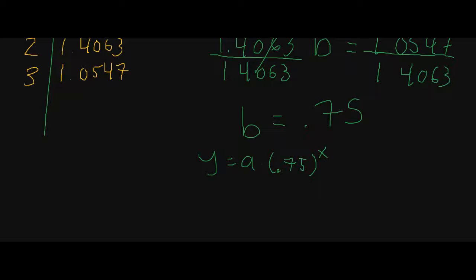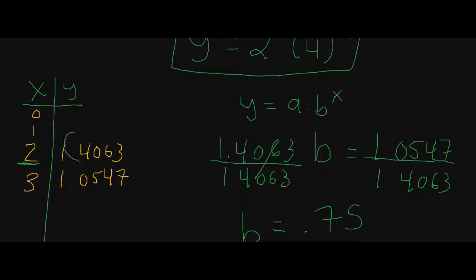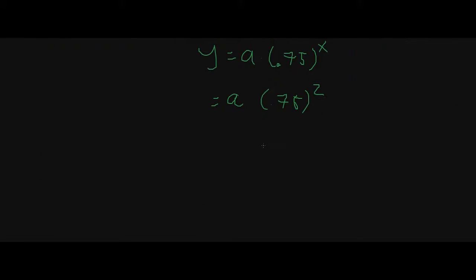So if we do that, when x is 2, I'm going to get y is equal to a times 0.75 raised to the 2. And if you look, when my x value is 2, my y value is 1.4063. So I'm going to get 1.4063 is equal to a times, well, what's 0.75 squared? Well, let's go ahead and do 0.75 squared. 0.75 squared is equal to 0.5625.